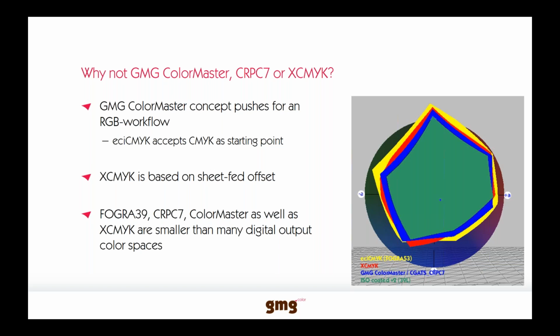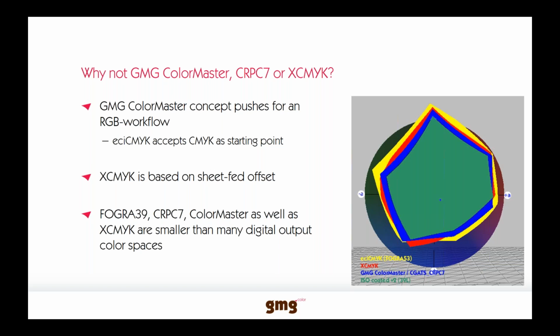FOGRA53 targets a CMYK workflow. So meaning you convert your images from RGB to CMYK, integrate them in your layout, everything is done in CMYK, and afterwards maybe you convert again into your output condition. Additionally, you can see this on the little screenshot at the right. So I just put the several color spaces, two-dimensional, on top of each other. You see that eciCMYK is pretty big in comparison to all of these color spaces.